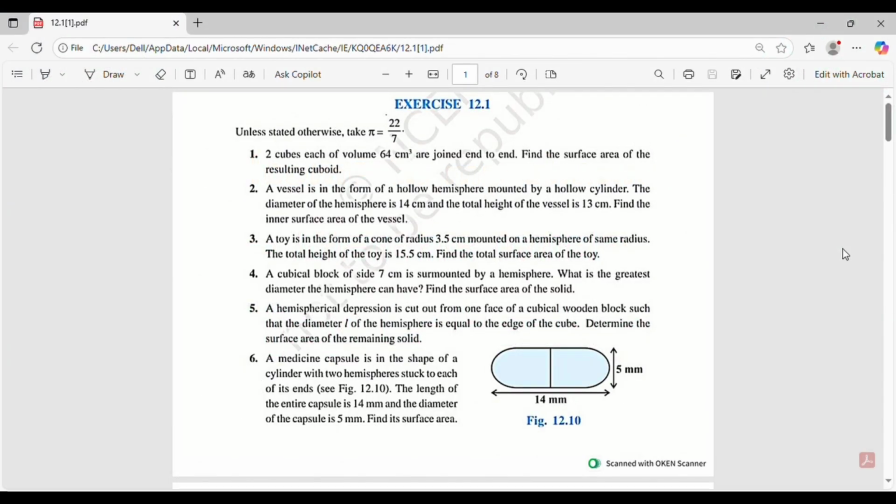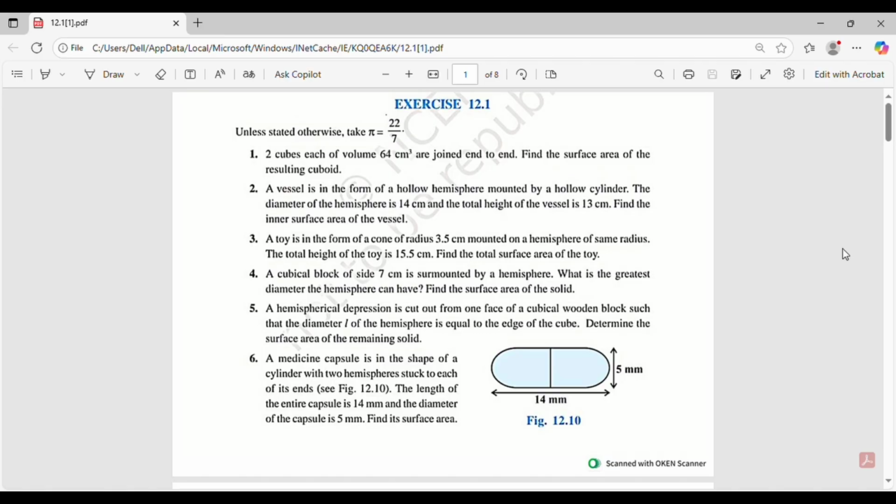Today we are going to start the next chapter, which is surface area and volume. This chapter is just the continuation of what we have already studied in class 9th. The same formulas would be applied here to find surface area and volume and combinations of the 3D figures like sphere, cube, cuboid, cone and cylinder.